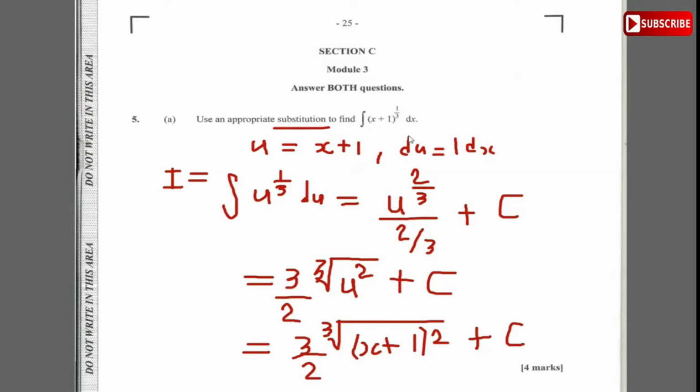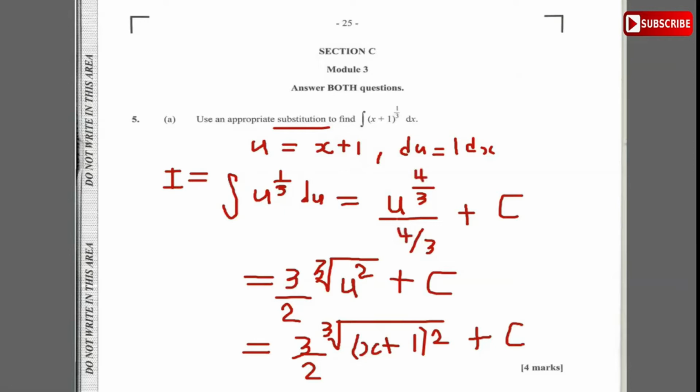Wait, let's check back. I think we made an error here. When we add 1 to the power, 1/3 plus 1 is 4/3. That's embarrassing, 1/3 plus 1 is 4/3, not 2/3. This should be 4/3, and that should be divided by 4/3.